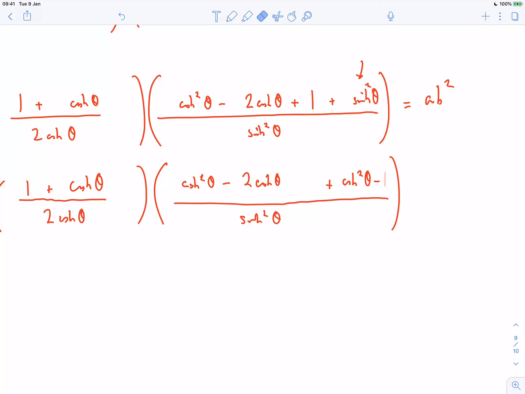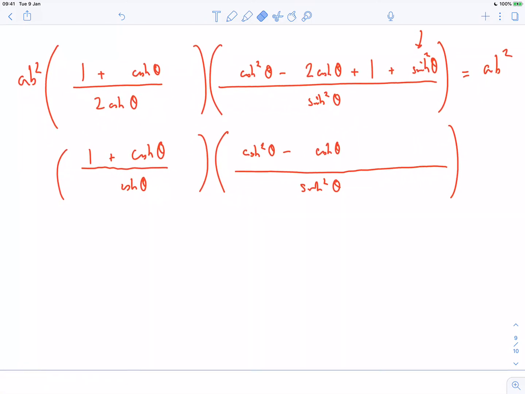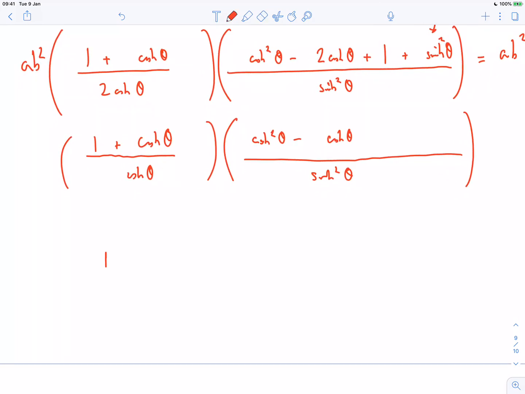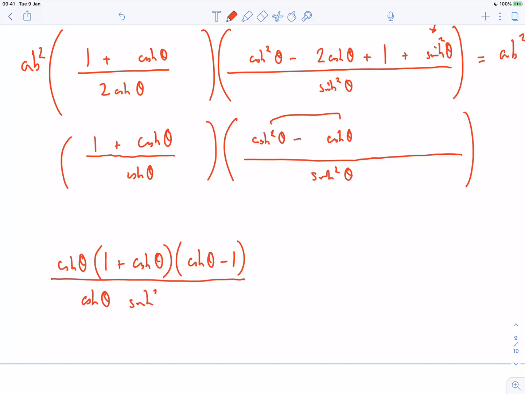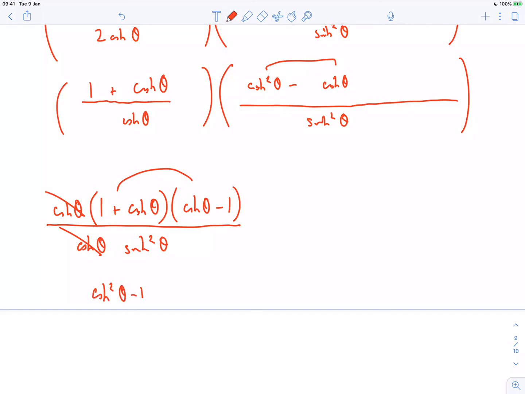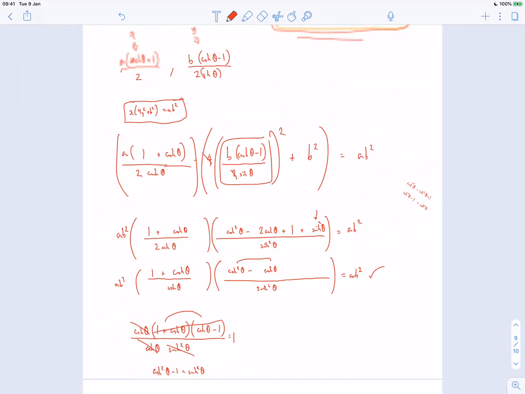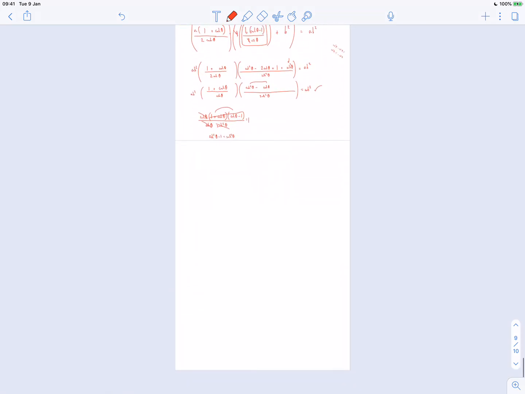Right, are there things we can do here? Well, the 1's cancel, and I've got a 2 cos squared theta there, so that can go. And then this 2 can cancel with these 2's when I factor it out, and that's not a problem. So what's going to happen is I'm going to have 1 plus cos theta here, and then these two things factorise to cos theta times cos theta minus 1. This all becomes over cos theta times sine squared theta. The cos thetas cancel. This is a difference of squares, and this is actually cos squared theta minus 1, which we all know is sine squared of theta. So these two cancel with this, and this equals 1. So we are left, in fact, with ab squared equals ab squared. So that is actually done. Cool, that was meaty.